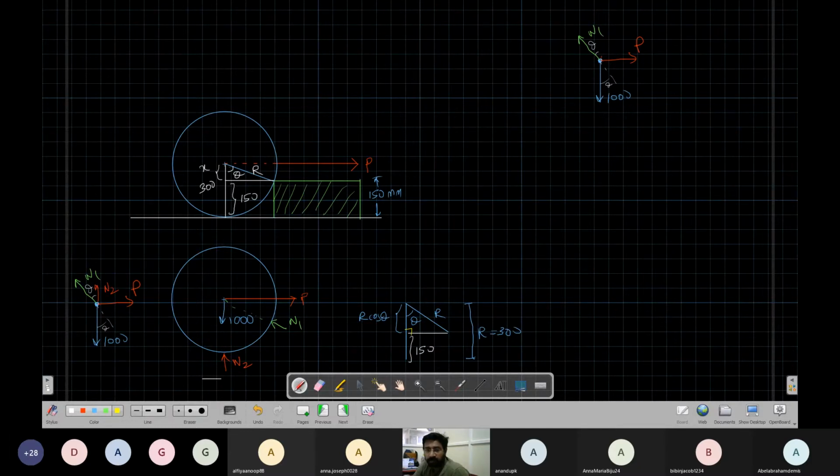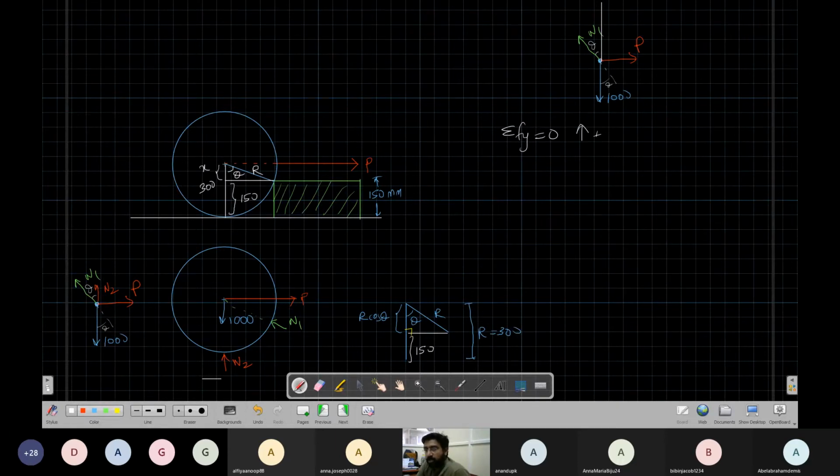I will draw an axis there. This is theta. Now we will find the equilibrium. That means these three forces should be in equilibrium. Let's take the vertical direction, sum of Fy equal to 0. All the components of the forces in the vertical direction should be 0.